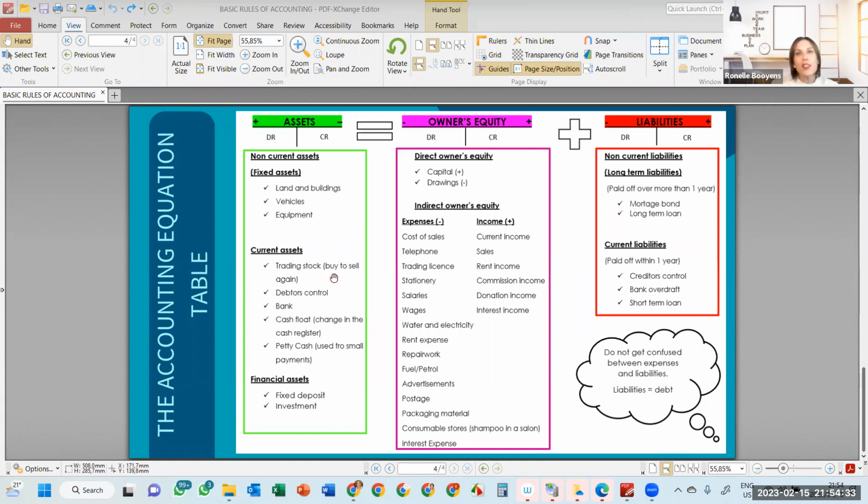Okay, just for interest's sake, if you have a car dealership, although you see vehicles there, the cars on your floor will be your business's trading stock. So it depends entirely on what type of business you have and what your type of trading stock will be. But trading stock are items that the business buys in order to sell at a profit.